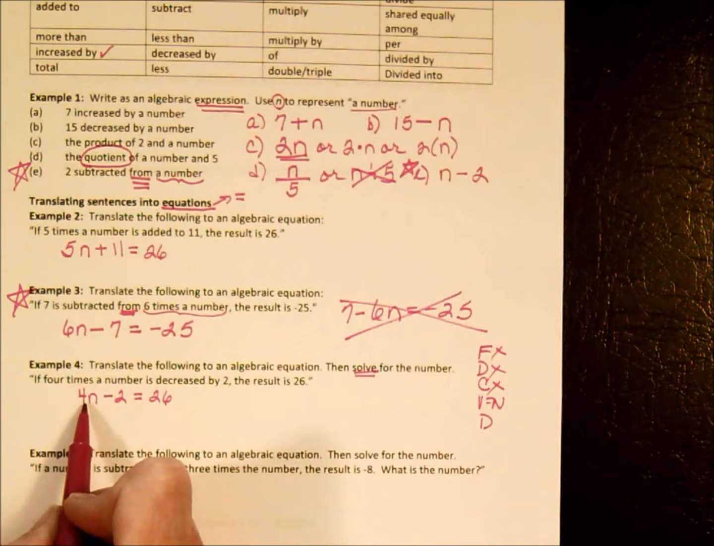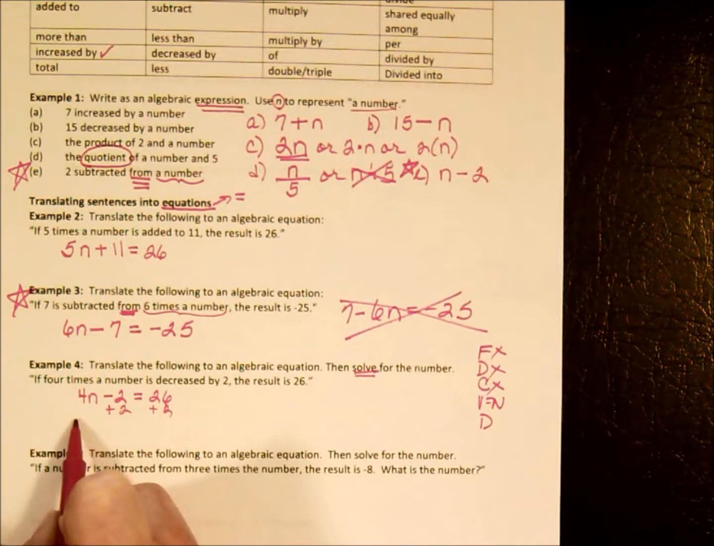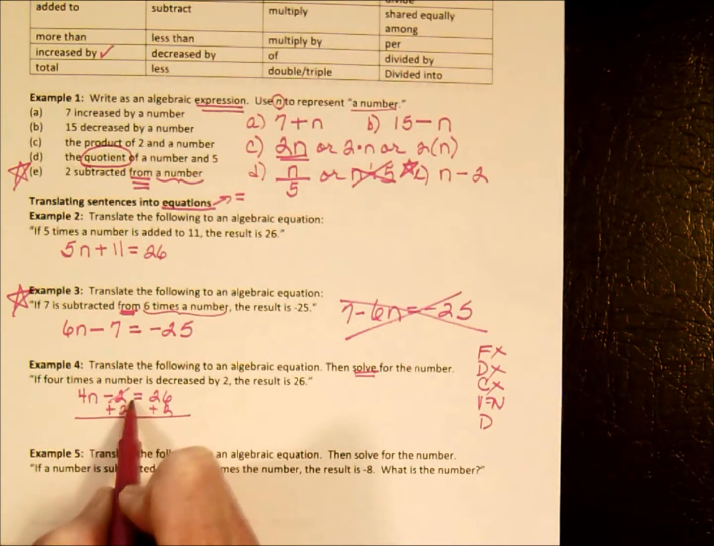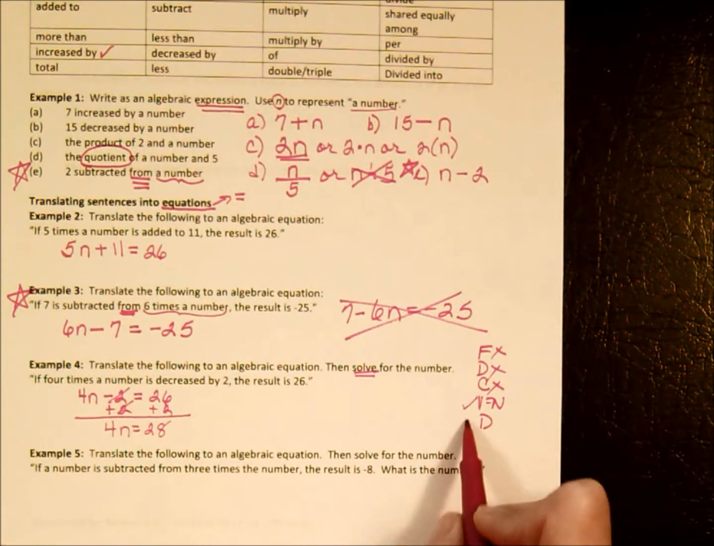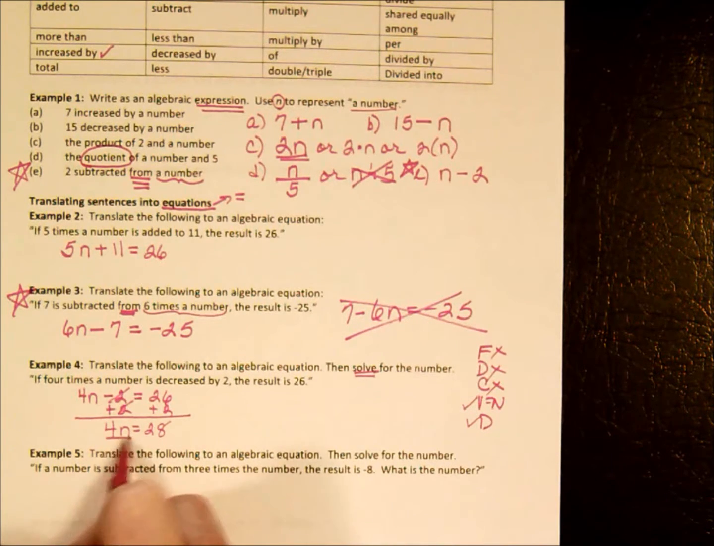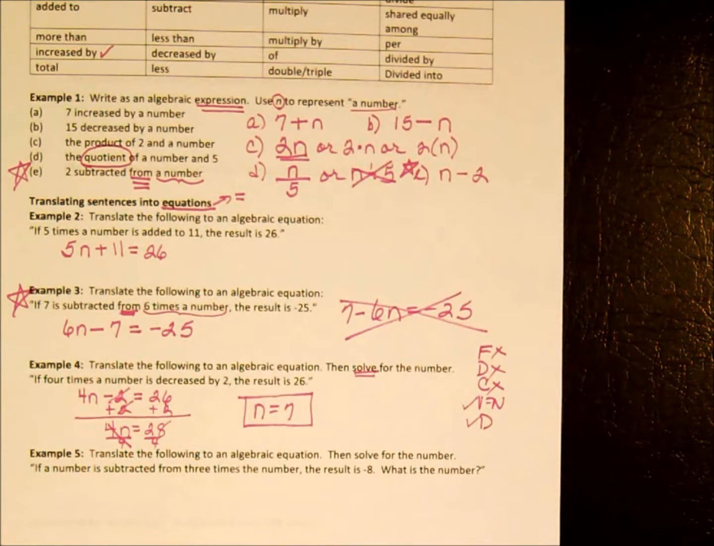The variables are already on the left, so we get the numbers on the right by adding a 2 so that zeroes out. 4n equals 28. So I did this step. And now my last step is always to divide. I'm kind of out of space here. So n equals 7. So not only did you translate it, but you solved it.